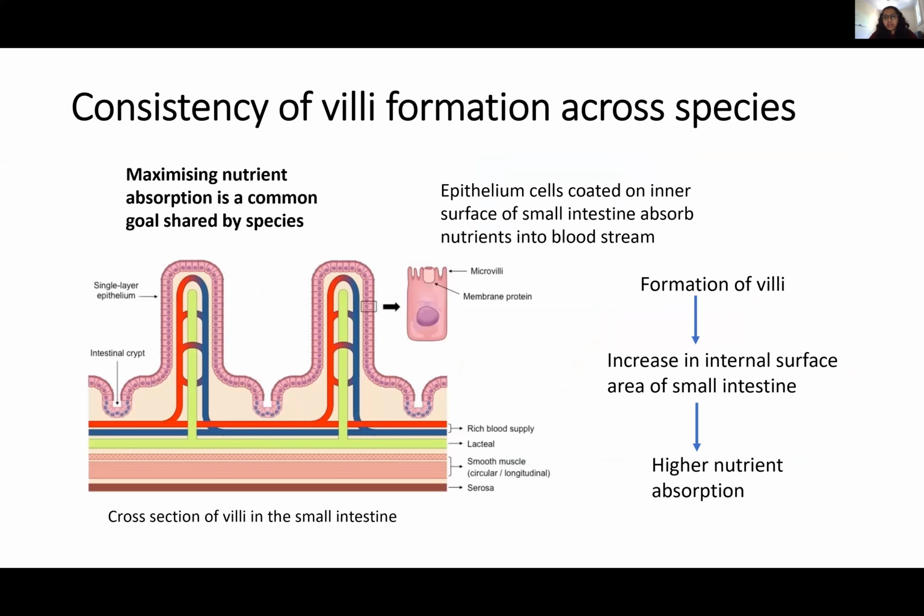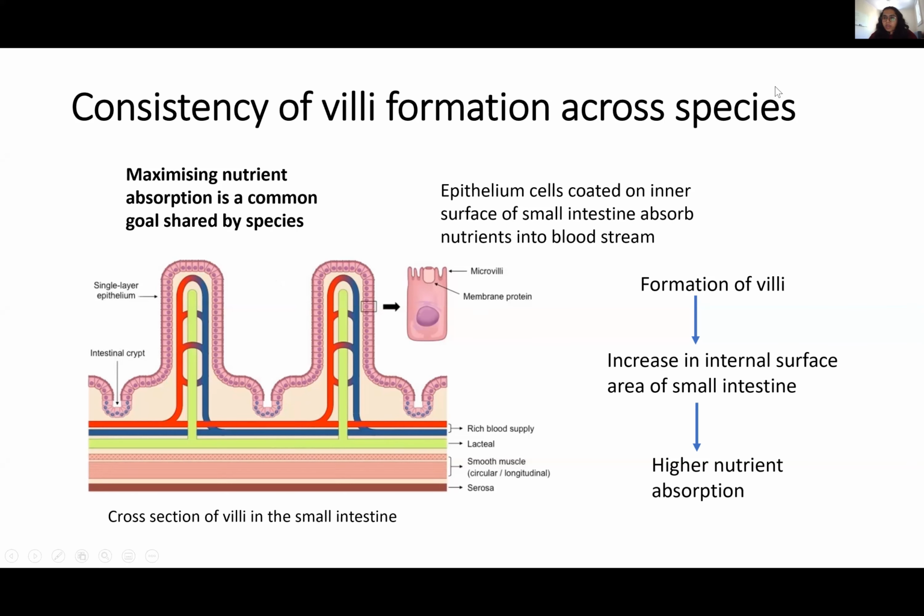Another question was asked related to why the structure of the villi is so consistent across different species. The simplest answer would be that all these species have a common goal of maximizing nutrient absorption. When we observe the cross section of a villus, we can see that the surface of the villus is coated with epithelial cells, which absorb nutrients from the inside of the small intestine and pass them on to the bloodstream. So here, this region would be the inside of the small intestine.